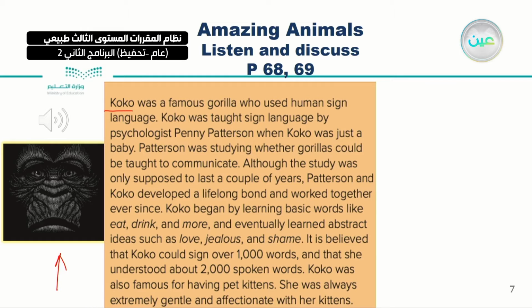Coco was a famous gorilla who used human sign language. Coco was taught sign language by psychologist Penny Patterson when Coco was just a baby. Patterson was studying whether gorillas could be taught to communicate. Although the study was only supposed to last a couple of years, Patterson and Coco developed a lifelong bond and worked together ever since. Coco began by learning basic words like eat, drink, and more, and eventually learned abstract ideas such as love, jealous, and shame. It is believed that Coco could sign over 1,000 words, and that she understood about 2,000 spoken words.